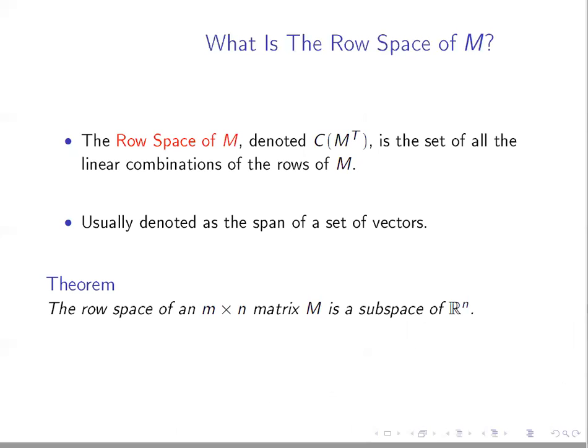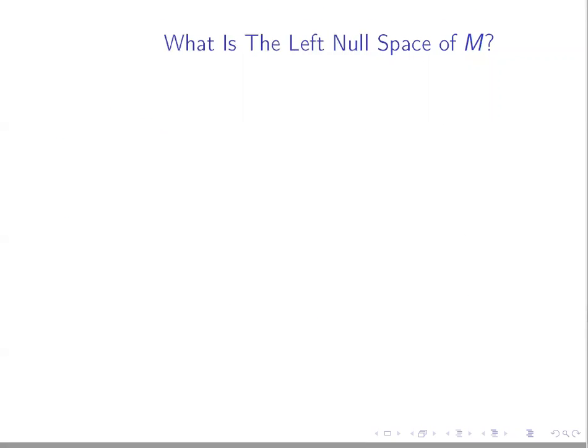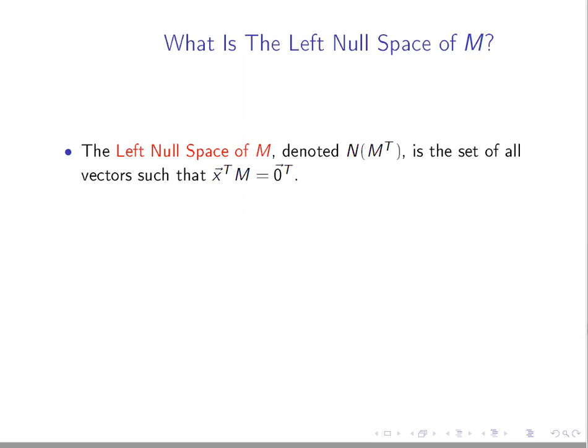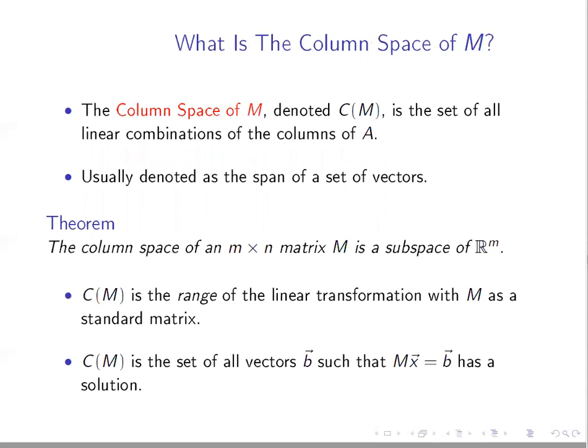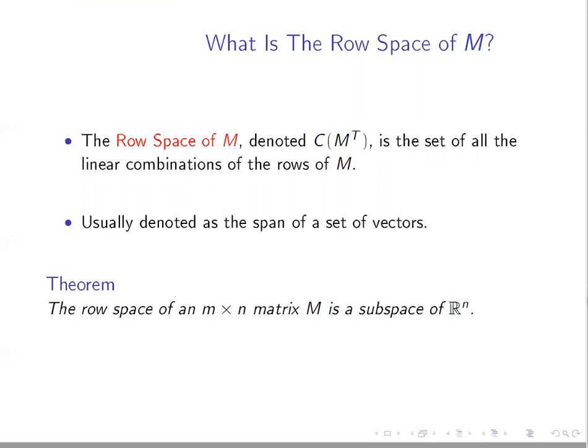And as a result, what about the null space of the transpose? Well, that is actually the left null space. So the left null space is the null space of the transpose of the matrix. Again, it's usually denoted as a span of vectors. The left null space of an m by n matrix is a subspace of Rm. So you'll notice, wait a second, the left null space and the column space both live in Rm. The row space and the null space both live in Rn. So that's how these things end up being complements, and we'll get to a really cool theorem in one of our future sections that further shows how these are related.